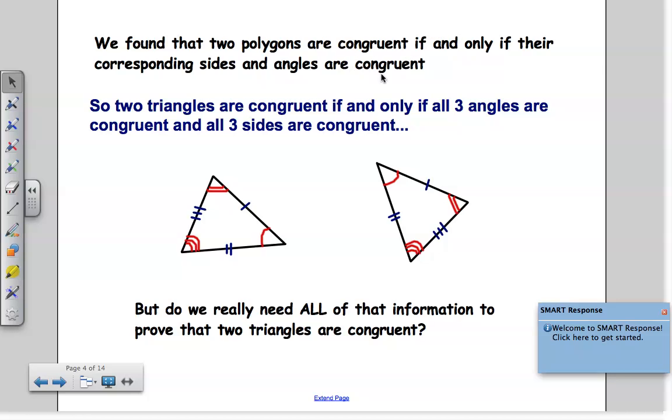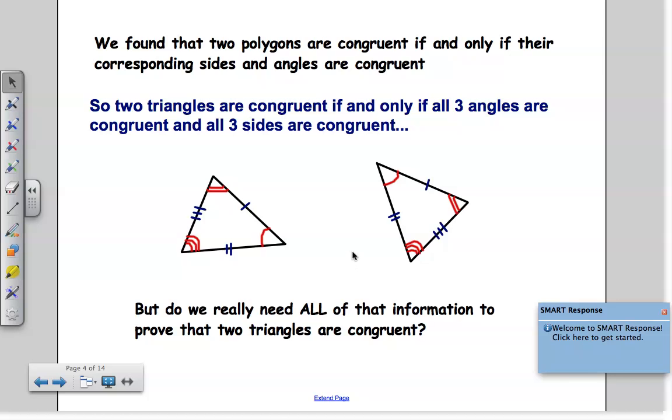So yesterday we talked about how if we want to show two triangles are congruent, you need all three angles congruent, all three sides congruent that correspond. So in this case, these triangles would be congruent. All three angles that correspond are congruent. All three sides that correspond are congruent as well. But do you really think we need all of that information to prove the two triangles are congruent? Do we really need all three sides, all three angles?